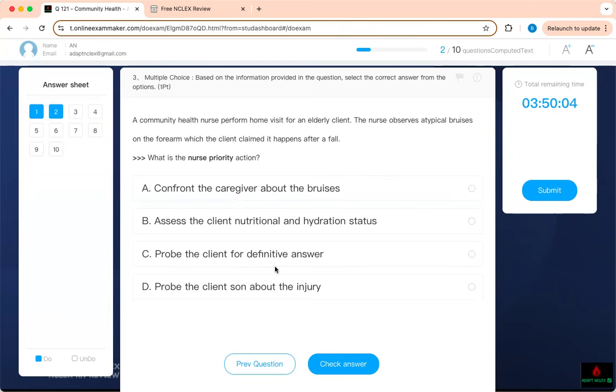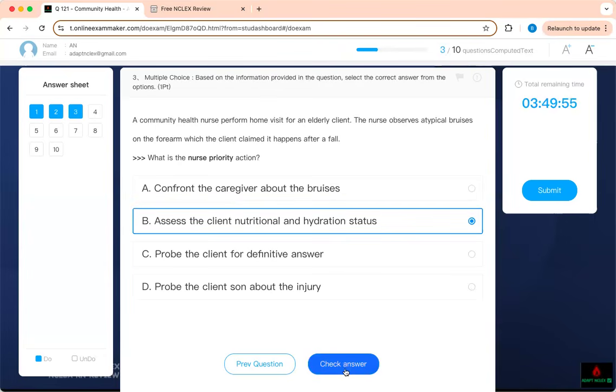Probe the client for the definitive answer? He or she is not going to give it to you. Probe the client's son about the injury? He's going to be mad. This one, get more information.